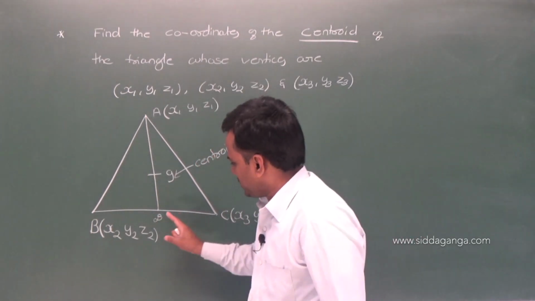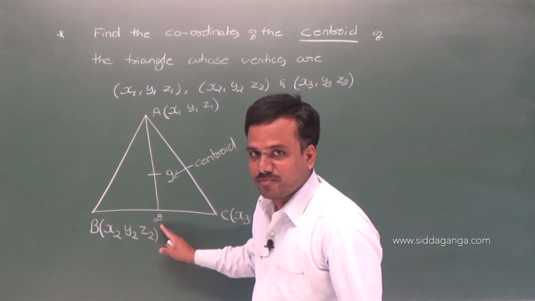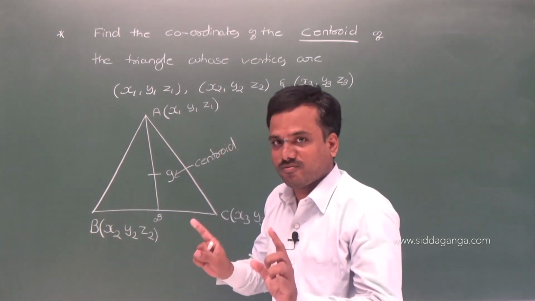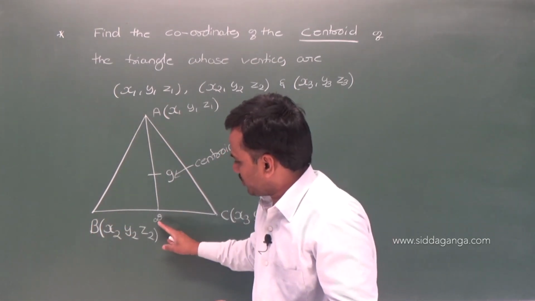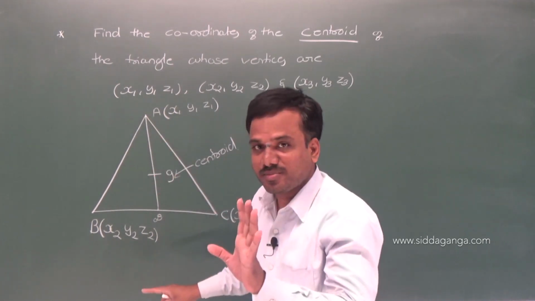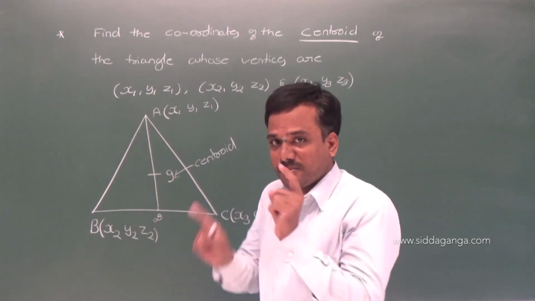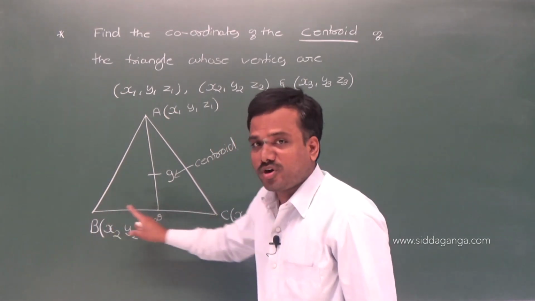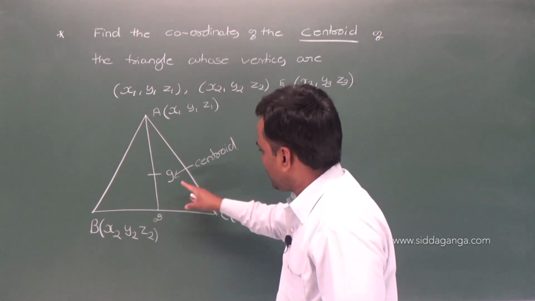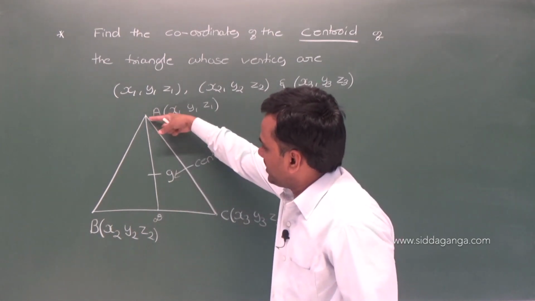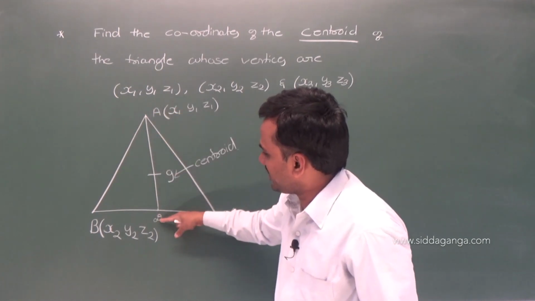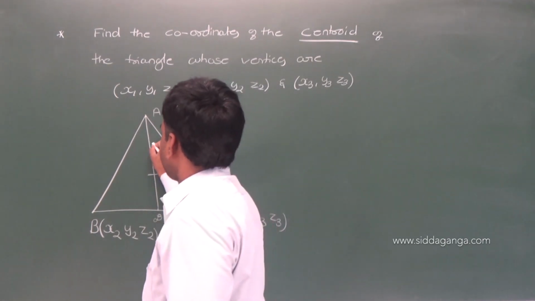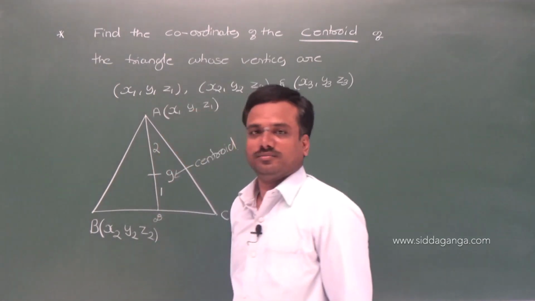Median means D lies exactly at the midpoint of BC. Very important. The length AD is nothing but a median. Median means that point D lies exactly at the midpoint of BC. Let G be the centroid. It divides the line joining AD in the ratio 2:1.